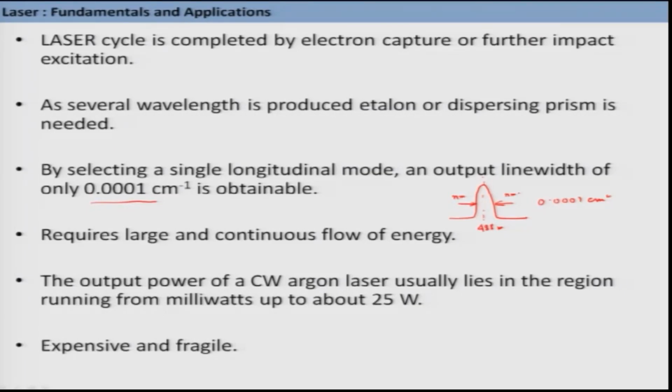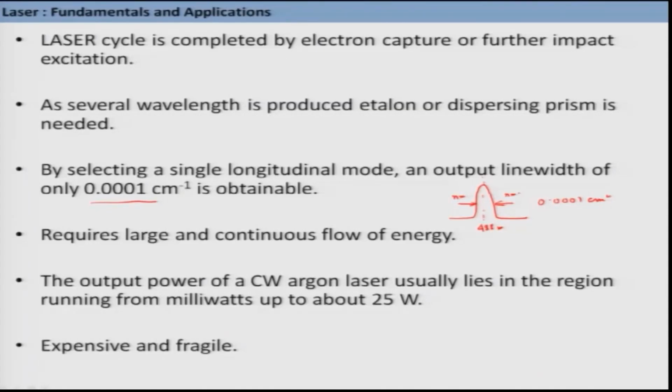Now this is the advantage. What disadvantage do we get here in case of the argon ion laser? It requires a large and continuous flow of energy. Okay, because you have to maintain the population inversion there continuously.